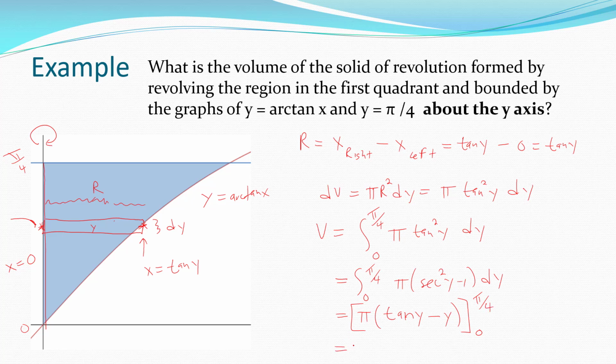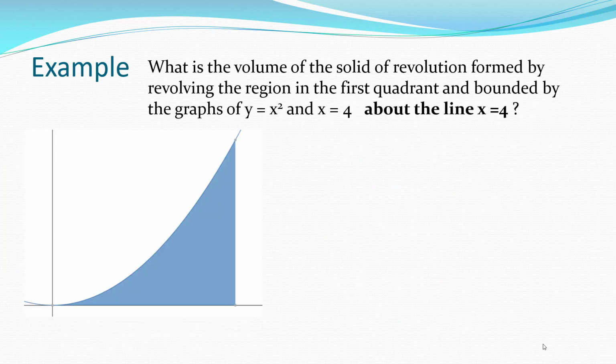So this would then be pi times the tangent of pi over 4, that would just be a big old 1, minus pi over 4. And if you go ahead and plug in 0 into that expression, you also get 0. That is the answer. You, of course, can multiply the pi through or simplify the fraction if you wish, but that is the answer.